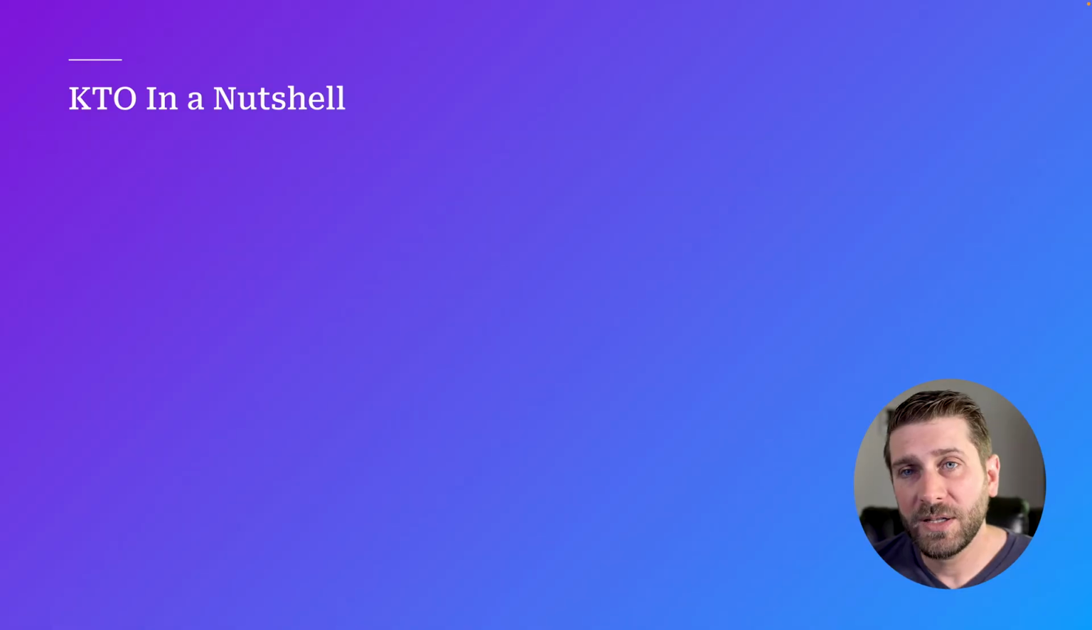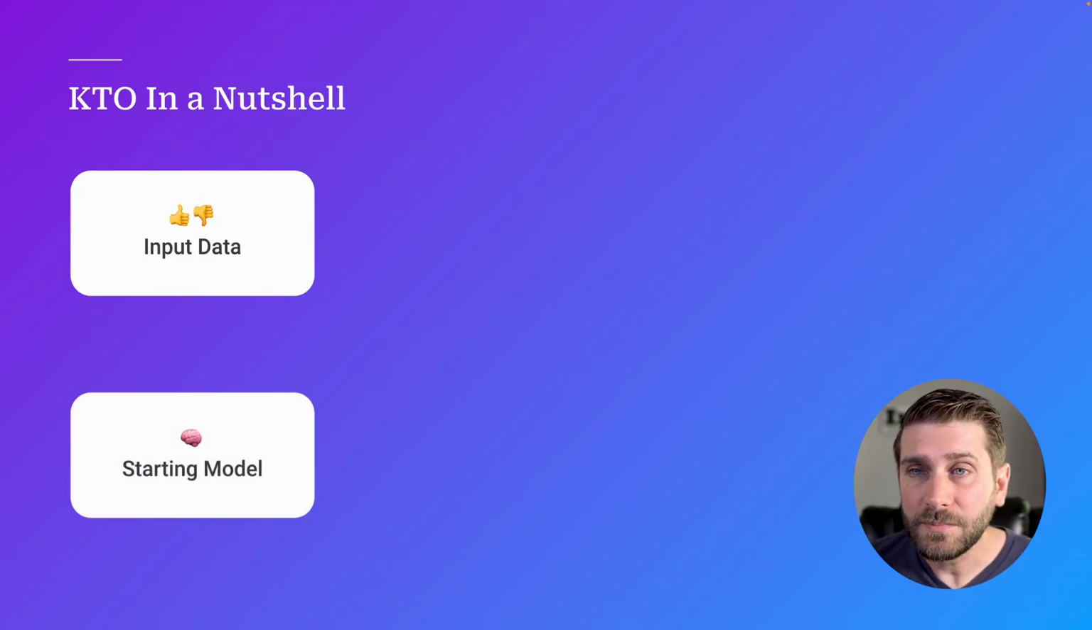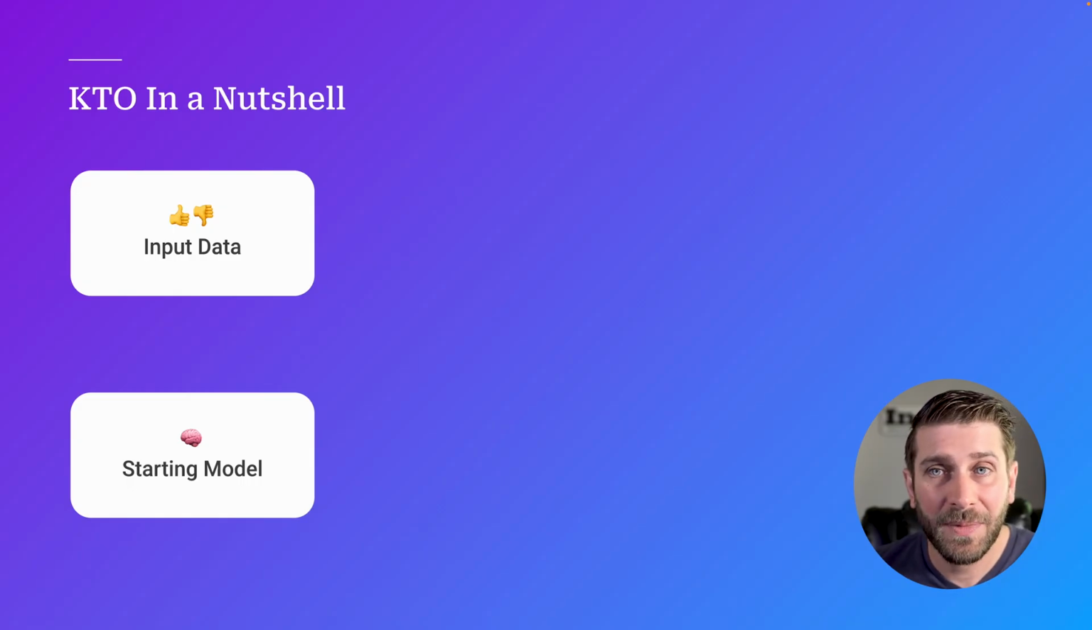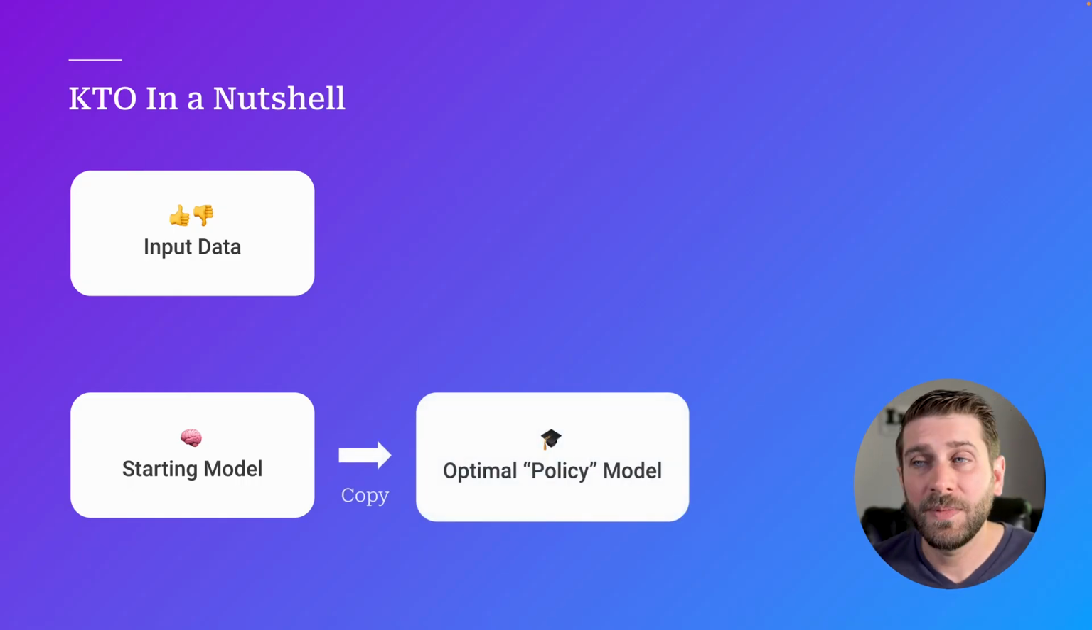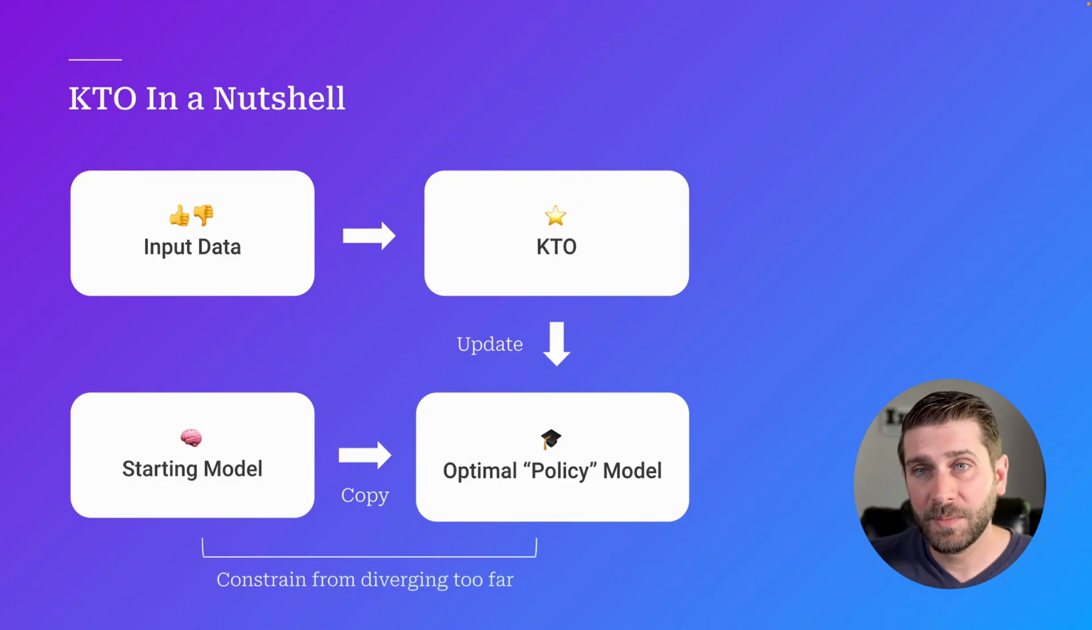They also tested to make sure that effectively doubling the size of the data set wasn't the reason why. So they go into why the theory is that their algorithm works better, which we'll touch on in a minute. But essentially, it looks a lot like DPO. You start with your data set. It's just input data, in this case, of likes and dislikes. And then you have a starting model, which there's a little nuance here I'll explain in a bit. But you make a copy of that model. You have your policy model. And then you run KTO with your data set, and it makes the updates. It still has this constraint so that it doesn't diverge too far from your original model.